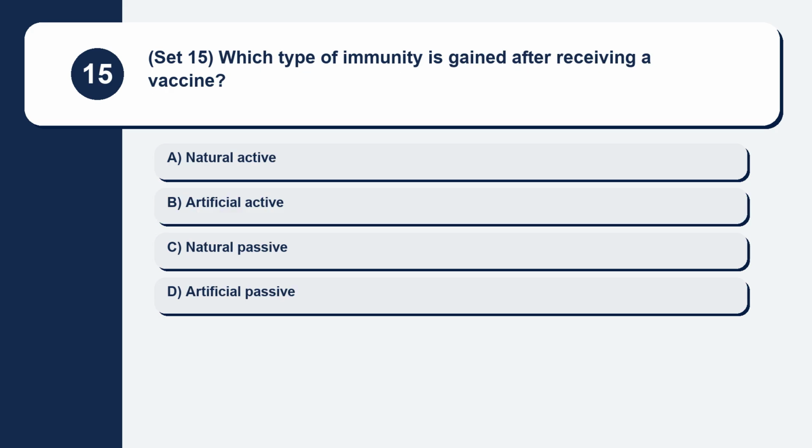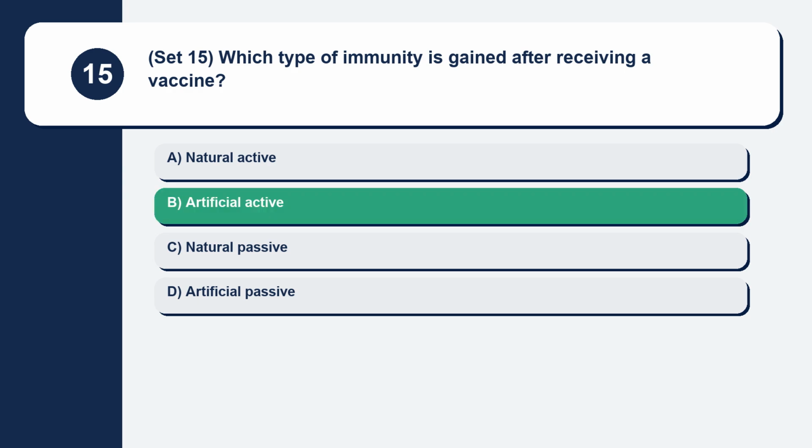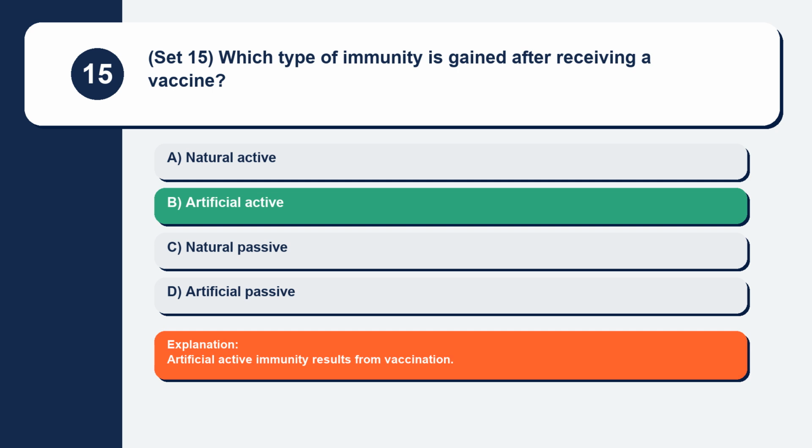Question 15. Set 15. Which type of immunity is gained after receiving a vaccine? Natural active, artificial active, natural passive, artificial passive. Artificial active immunity results from vaccination.